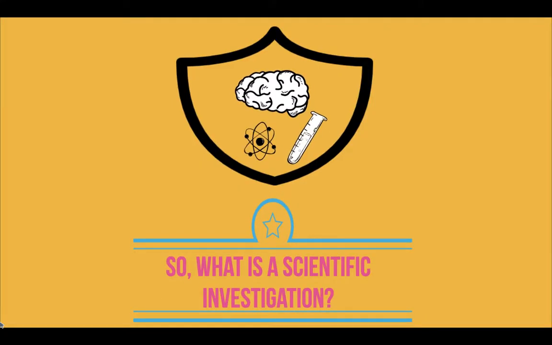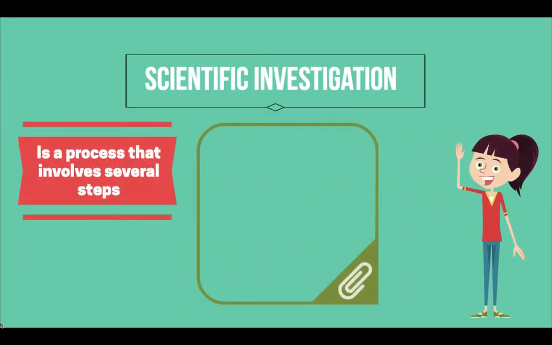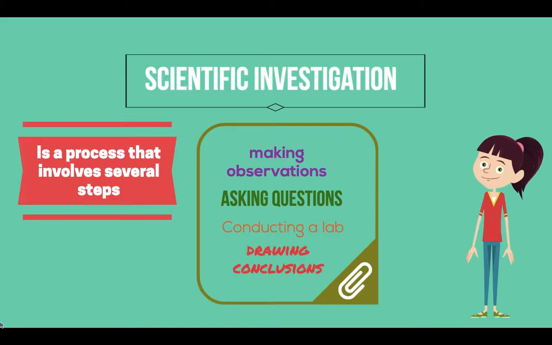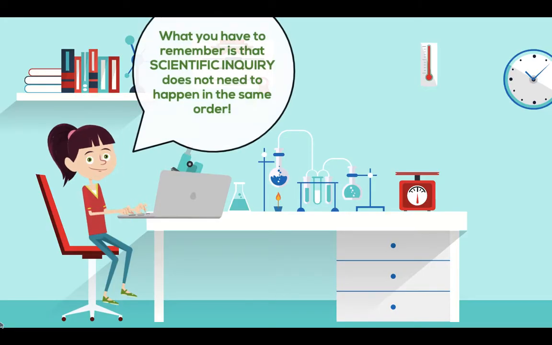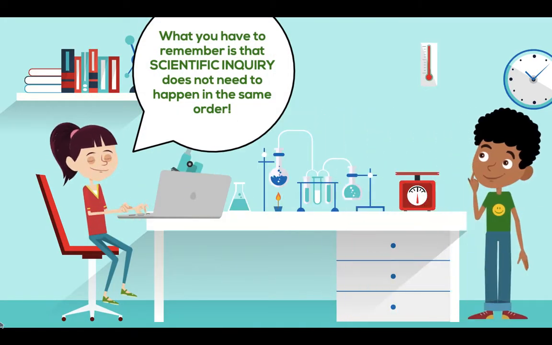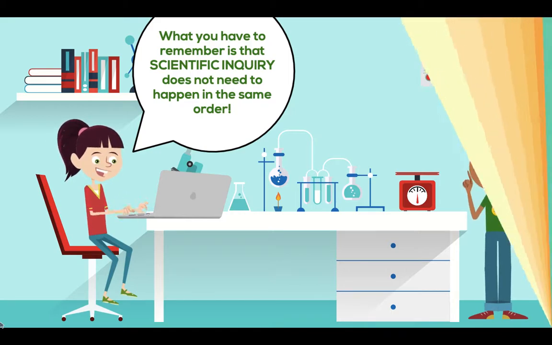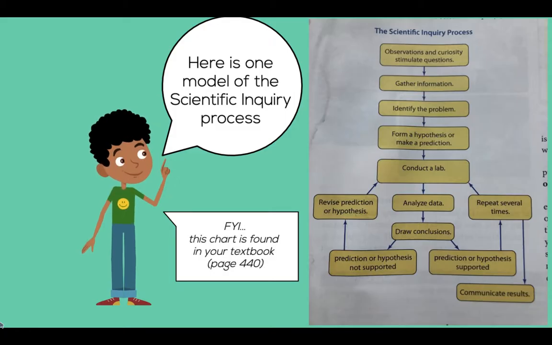So, what is a scientific investigation? A scientific investigation is a process that involves several steps: making observations, asking questions, conducting a lab, and drawing conclusions. What you have to remember is that scientific inquiry does not need to happen in the same order. Here is one model of the scientific inquiry process.